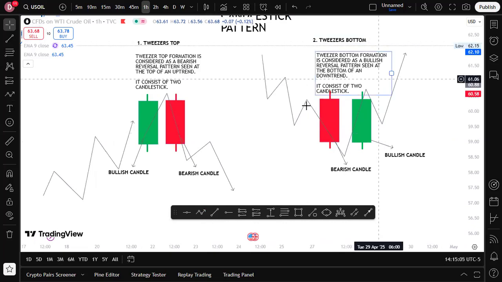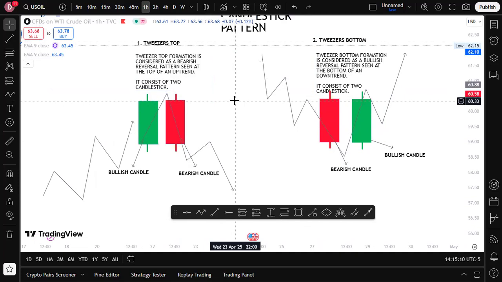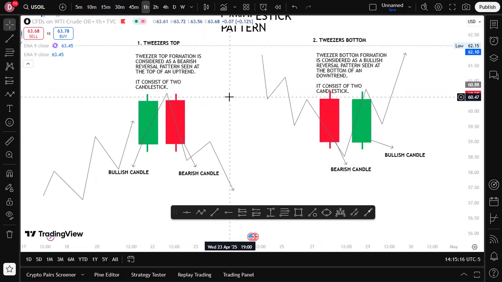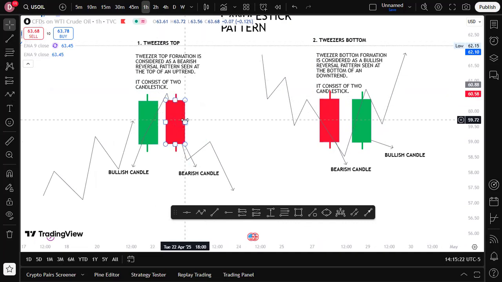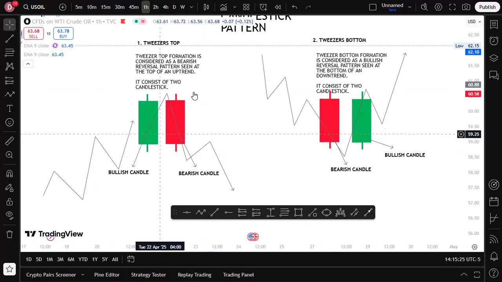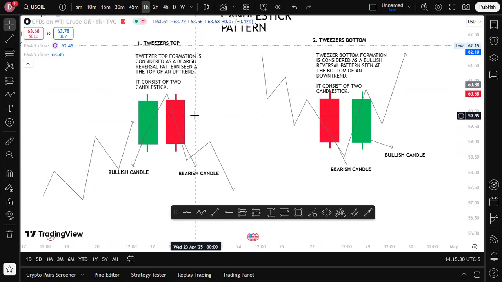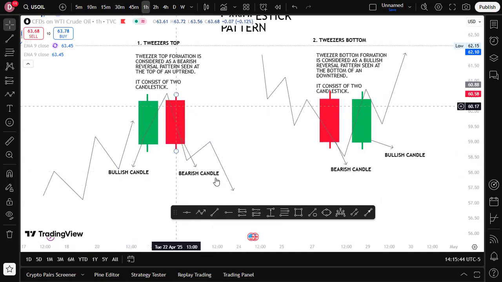So let's just do a recap and then I'll show it on the chart. A tweezer top, which is a candlestick pattern, is considered a bearish reversal pattern seen at the top of an uptrend, and it consists of two candlesticks. The first candle is the bullish candle and the second candle is the bearish candle. So at some point the price was going up, and the buyers were still in charge of the market, and the sellers stepped into the market and pushed the price all the way down here, meaning we close at this point. So they are able to push the price lower, changing from bullish to bearish. It has started coming down from going up. Now the price is pulling down.